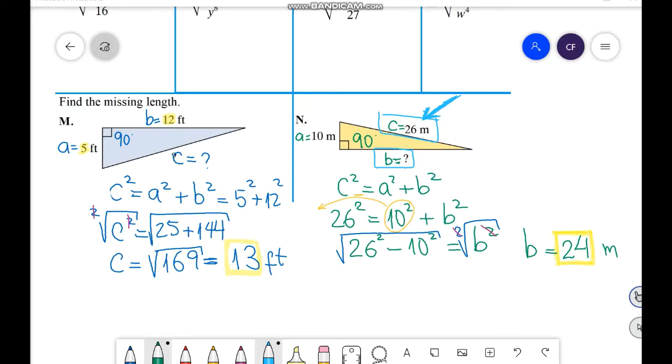Okay, Timothy? The first thing, identify where the hypotenuse is and who the legs are, and then you can start to work. It's very important to identify the hypotenuse first and then the legs.